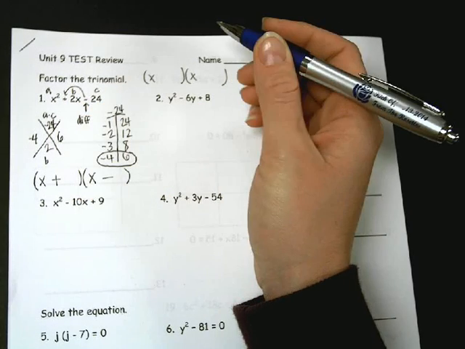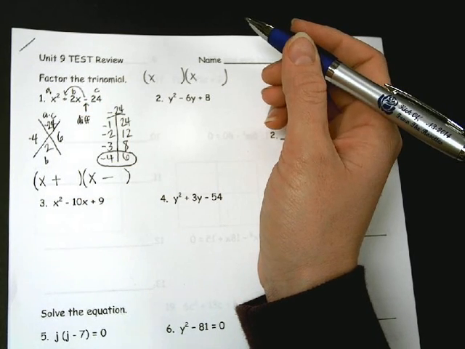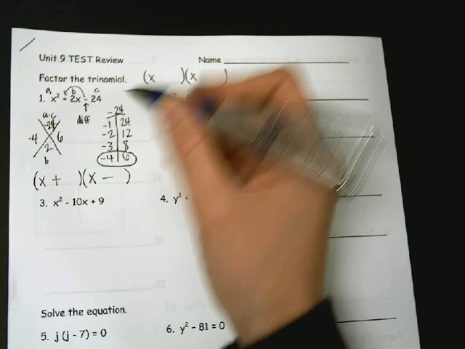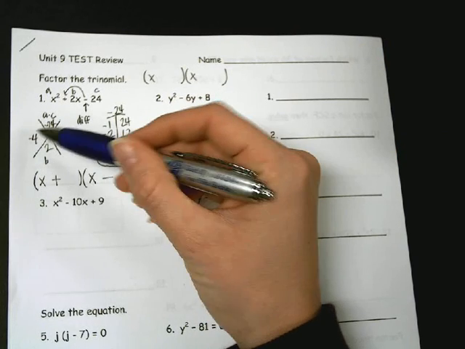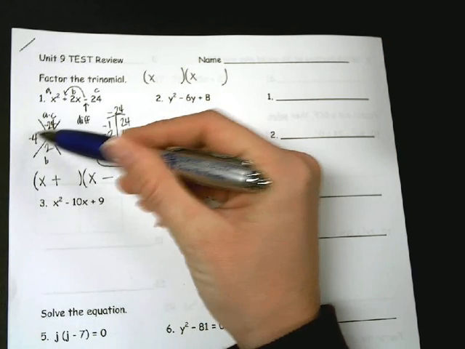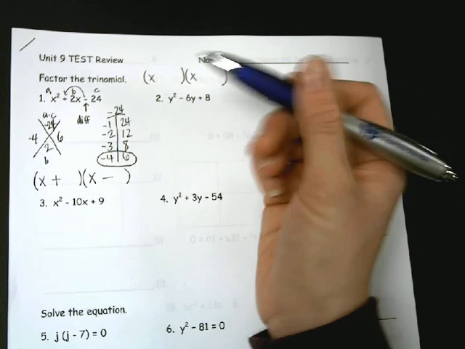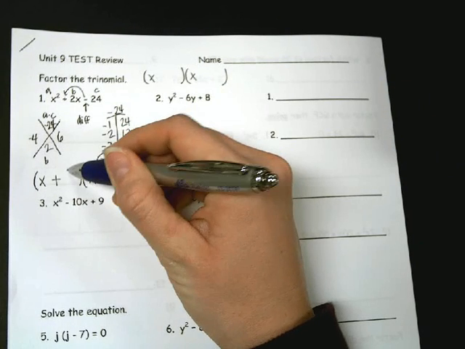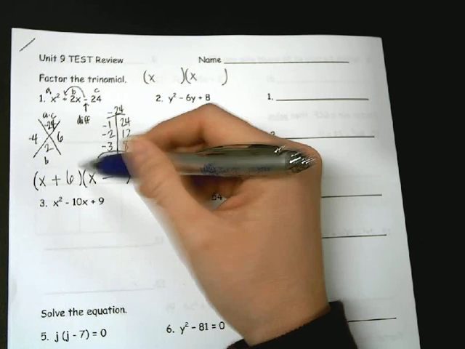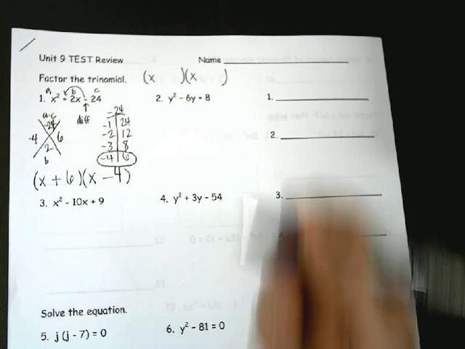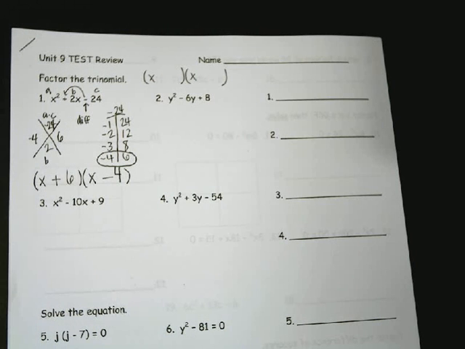Always check when you're at this spot. Do they multiply to the top and add to get the bottom? Yes. So my 6 is the positive one, so it would go here, and that 4 is the negative one. That's your final answer for this question. If you wanted to check, you could FOIL it back out.